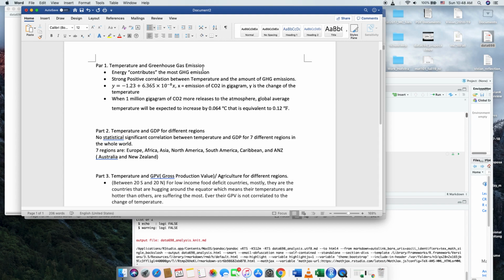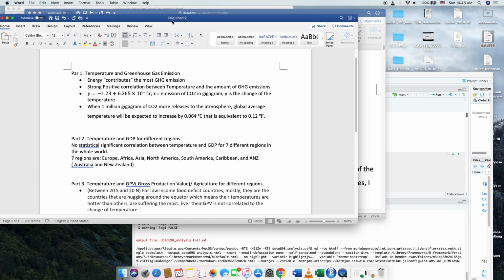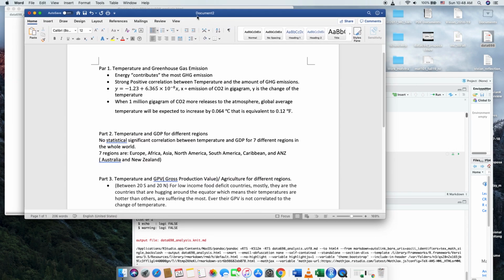So we know that greenhouse gas emission causes the temperature to increase. And as I did that, I do find the correlation coefficient, which is pretty high, and that's going to be in my analysis. I show the entire and the detailed analysis for that.